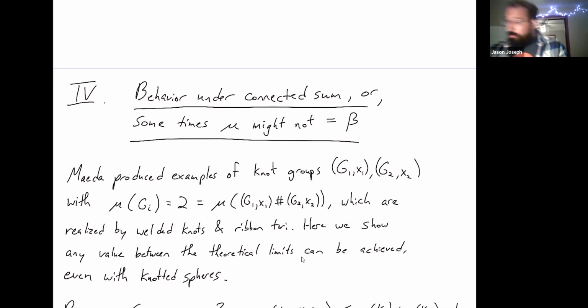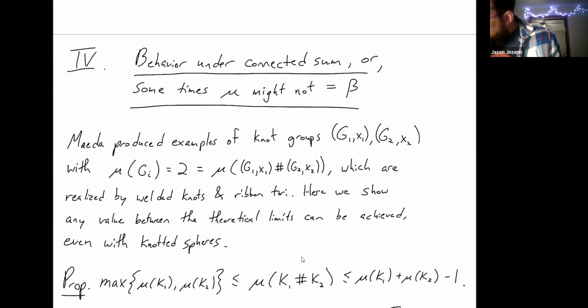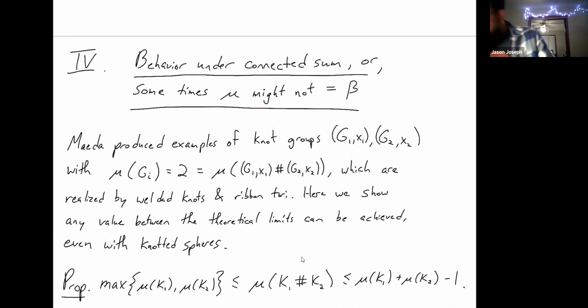So what are the theoretical limits? Well, if you have K1 and K2, so I didn't say this, but welded knots don't really have a connected sum operation. If you want to connect sum them in a way compatible with the tube map, you just put a little arc between them and then you have a graph. But I'm thinking, so this is true for that case, but I guess I'm thinking of knotted surfaces here.